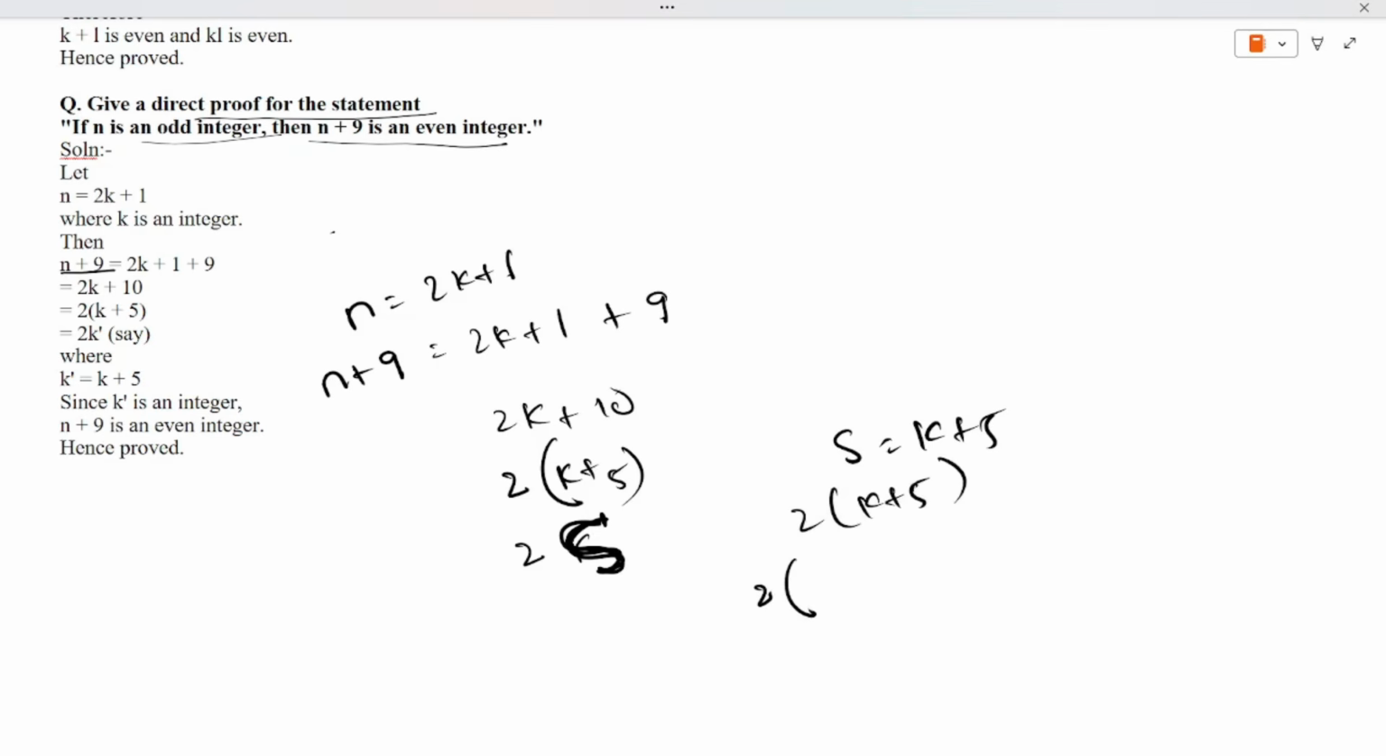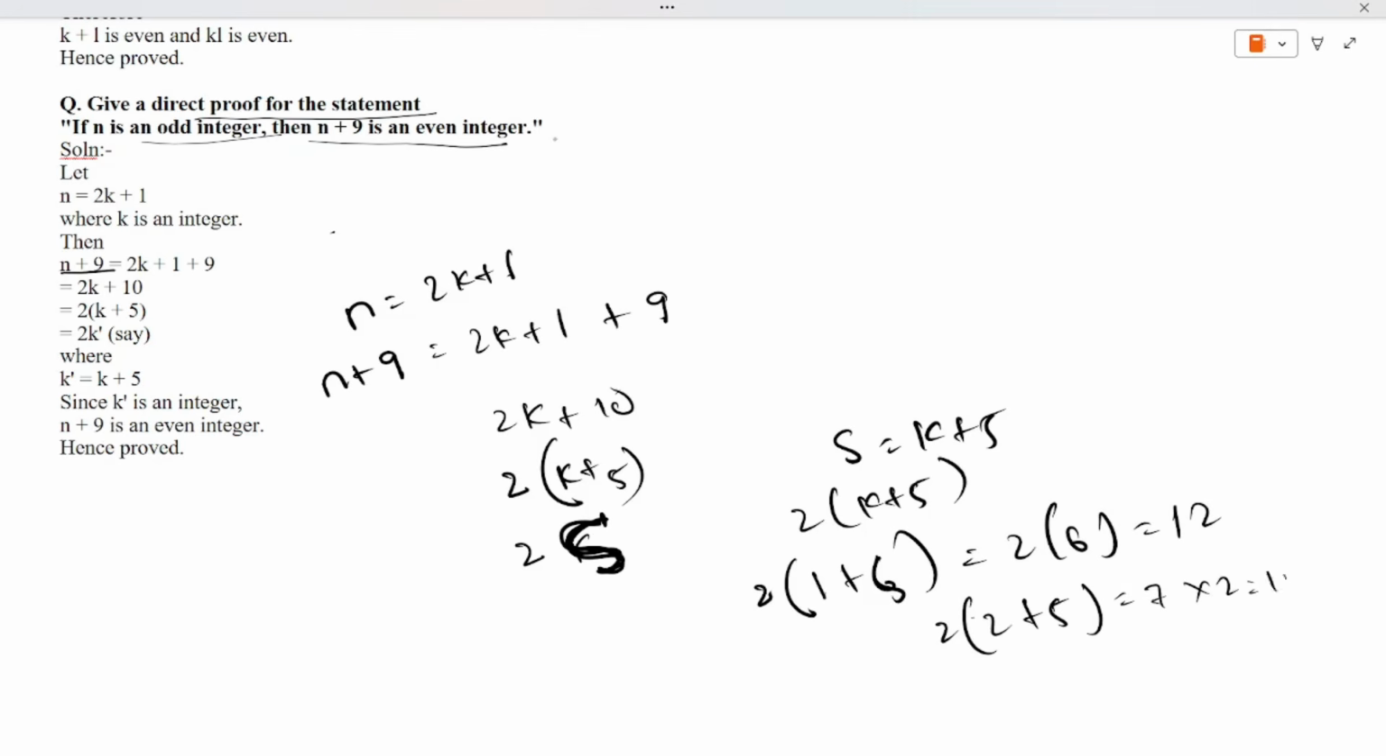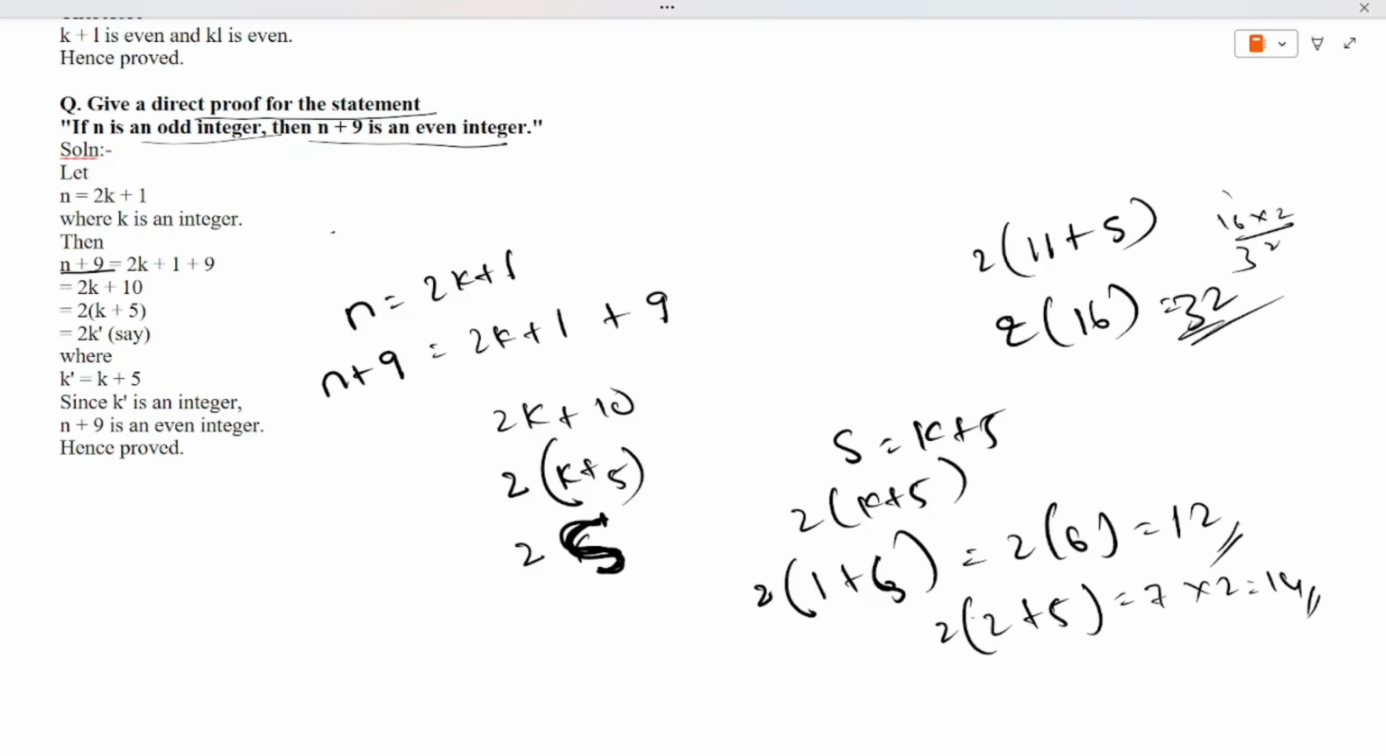Now if you take any integer in 2 into k plus 5, it will be even only. Let me substitute 1 only, that is 2 into 6, that will be 12. Now again I will show another example. 2 plus 5, that will be 7. 7 into 2 will be what? 14, that is even. Let me substitute another bigger value. Okay, now let me substitute it as 11. 11 plus 5, right? That is 2 into 16. 16 into 2 is how much? 32. That is even again.